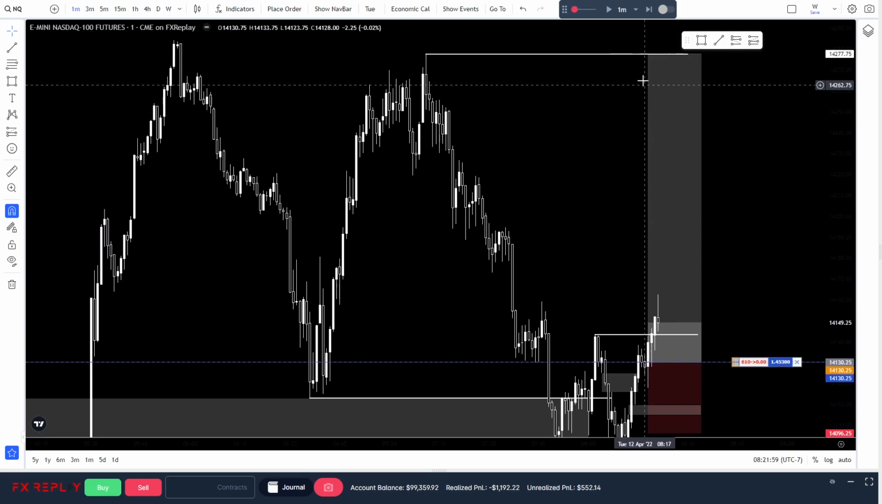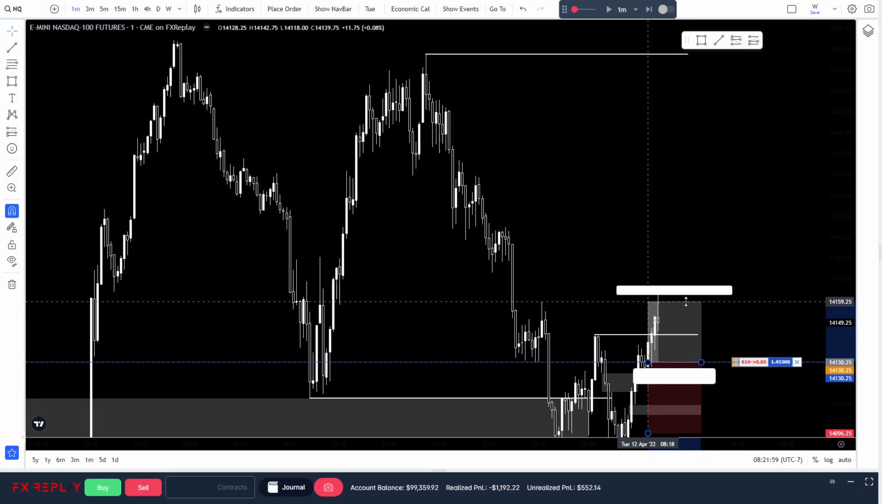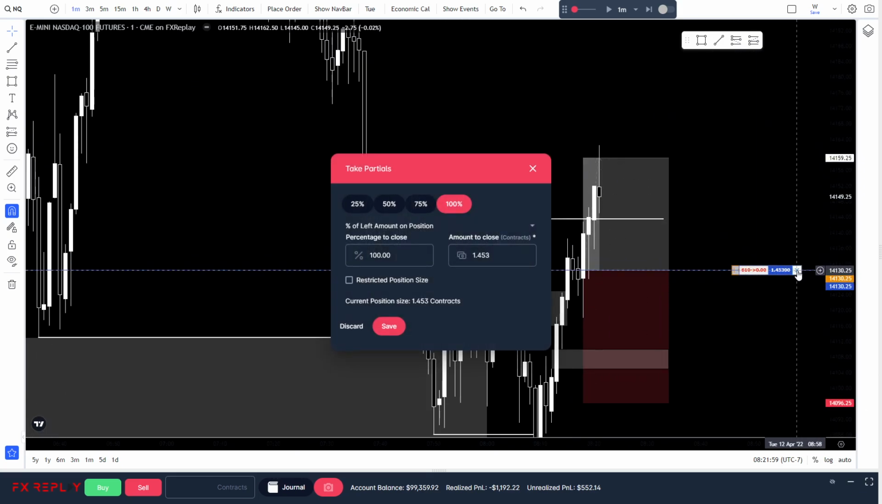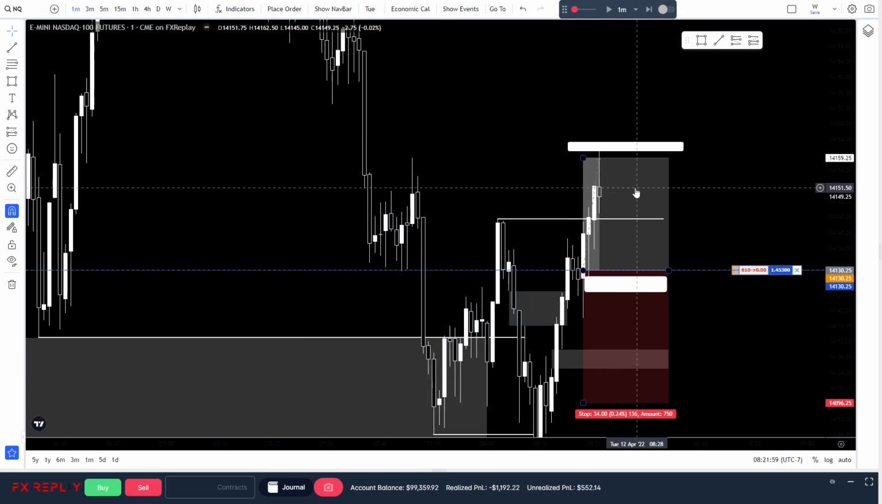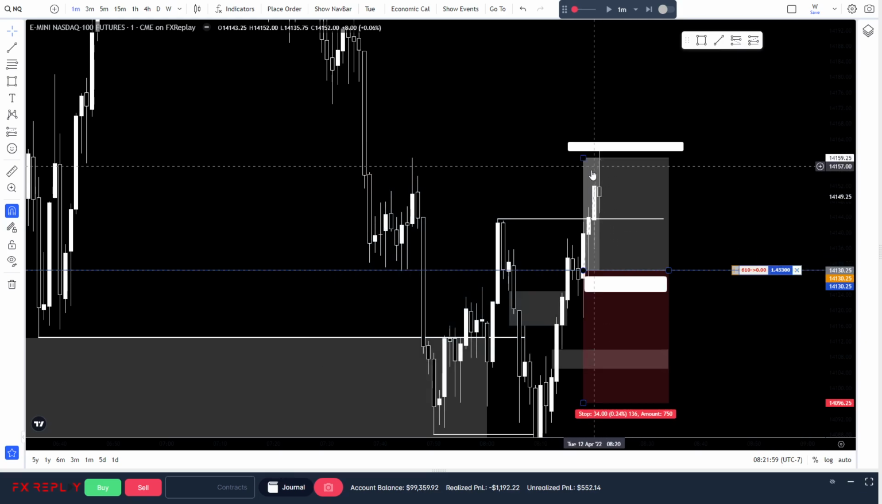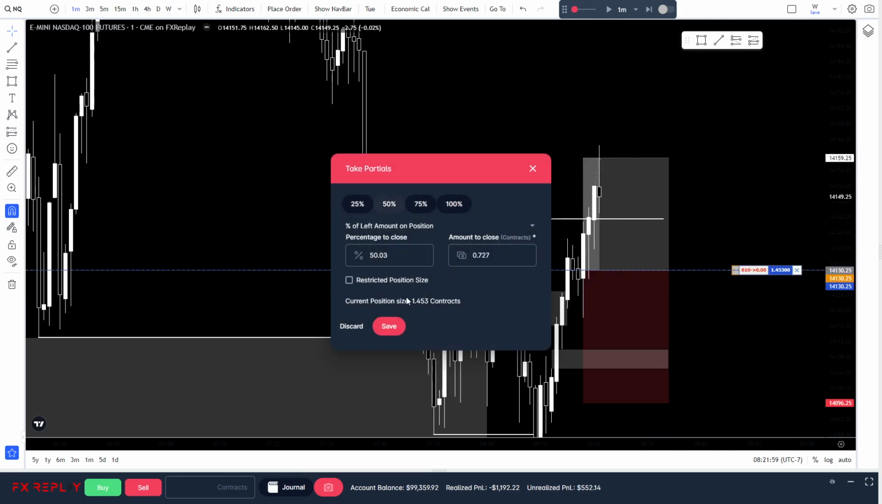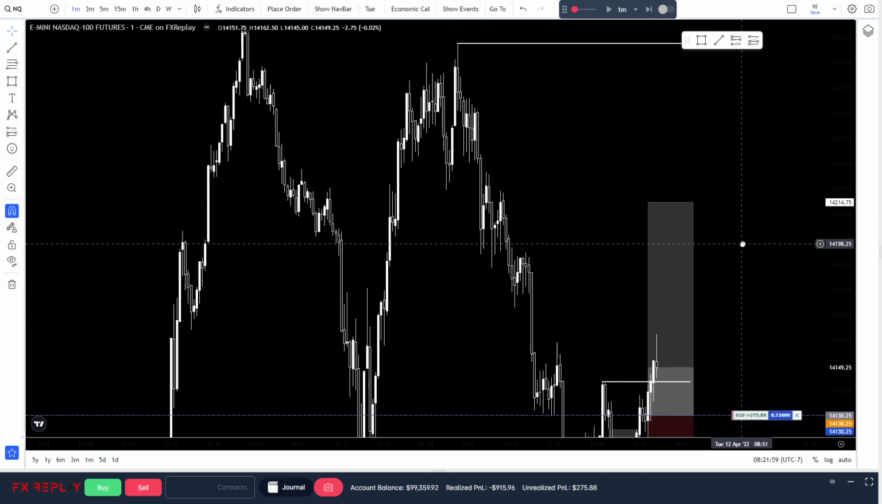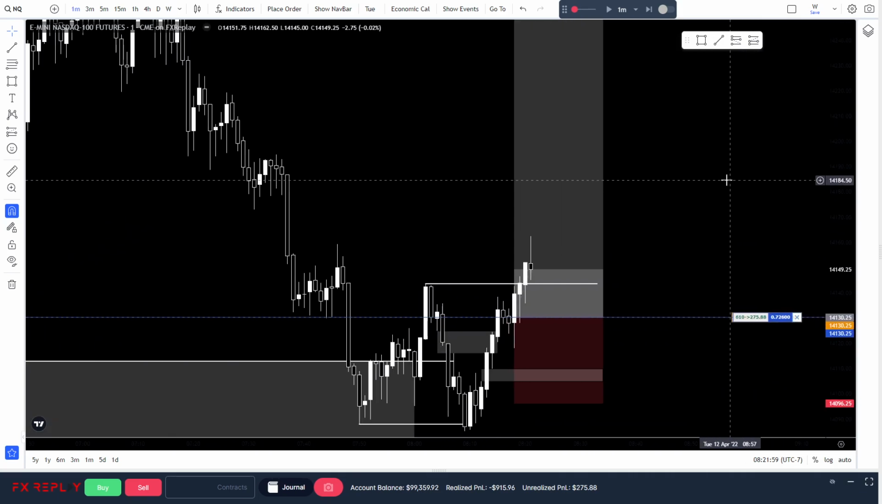Well, that's not really a 1-to-1, is it? I mean, this would be a 1-to-1. But once again, because of FX replay, I can't really place a limit order to get out half there, but I'm going to get out half lower in the range. So scale half, and then hold runners.